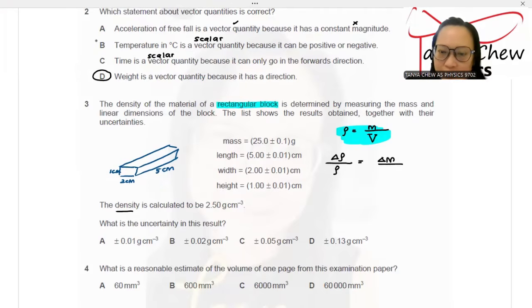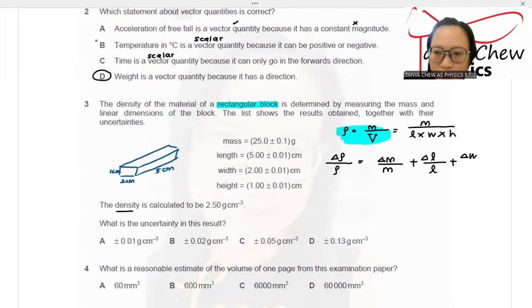just add up the fractional uncertainty. Delta M over M, this is the fractional uncertainty of mass, plus delta V over V, but I have to simplify that. Make sure that V is calculated by length multiplied by width multiplied by height. So I have to add delta length over length plus delta width over width plus delta height over height. Now I can do it to find the uncertainty, which means the absolute uncertainty.